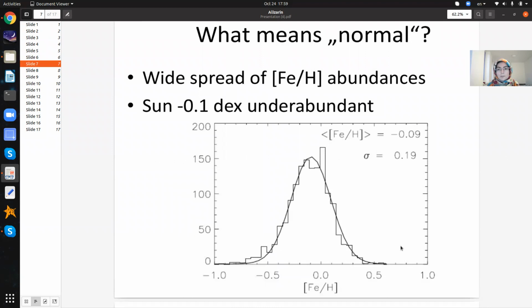And for the spread of iron over hydrogen abundance, in this plot you can see the iron over hydrogen, and this is for iron ionization. And for the sun, the mean is minus 0.09. It is less. Sun is minus 0.1 on the logarithmic scale, that is, it is underabundant.